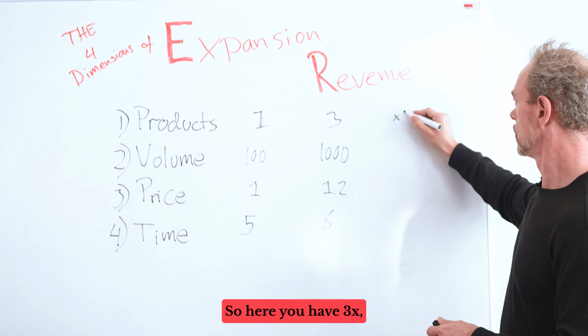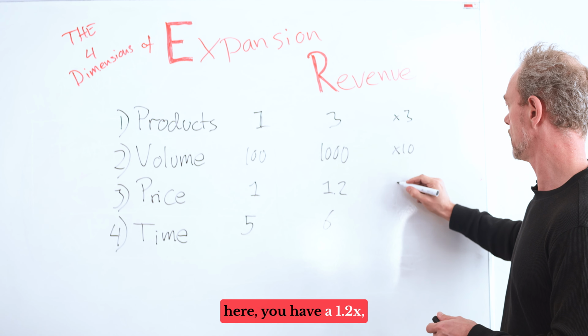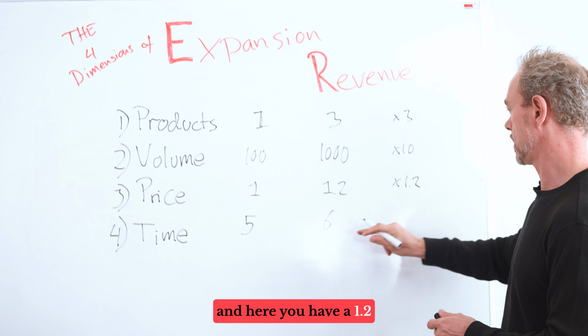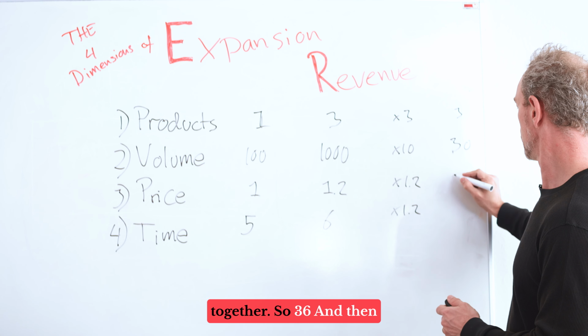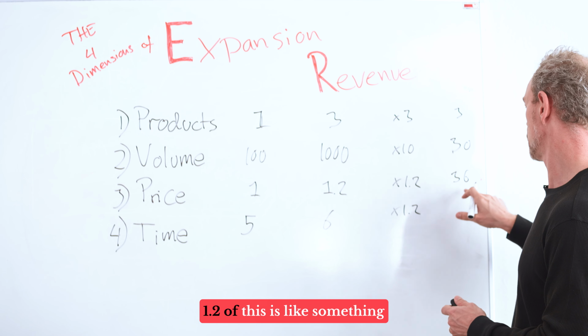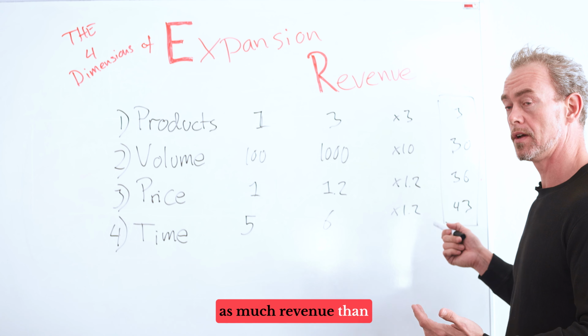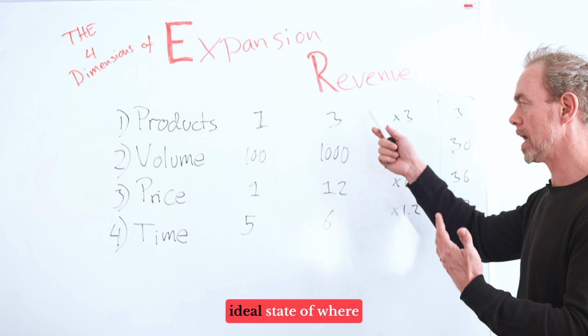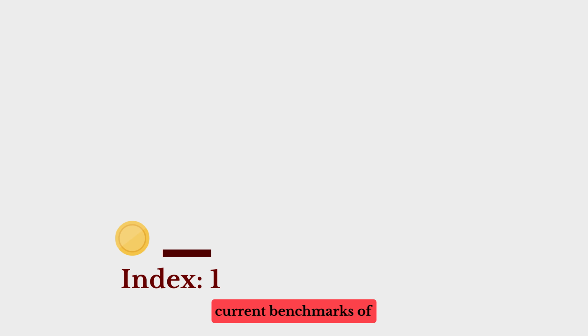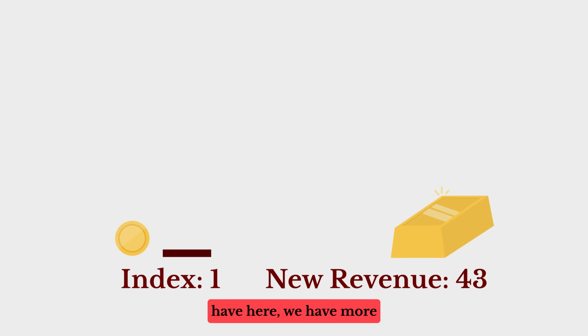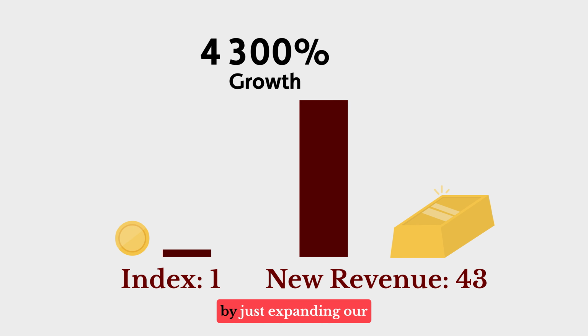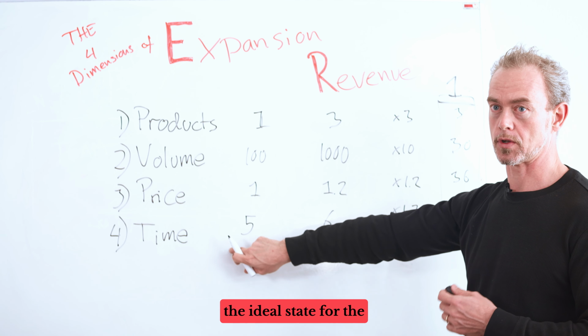So here you have a 3x, here you have a 10x, here you have a 1.2x, and here you have a 1.2 as well, right? And then you multiply them together, so 3, 30, 36, and then the 0.2 of this is something like 43. They bring in 43 times as much revenue as they currently do if we just get them to their ideal state of where they should be. So compared to the 1 that is the current benchmark, or the index that we have here, we have more than 4,000% of growth by just expanding our existing customer base if we maximize to the ideal state for the customer base that we have.